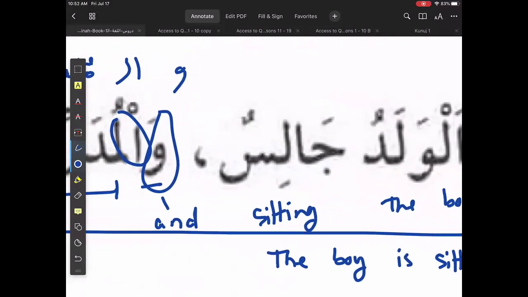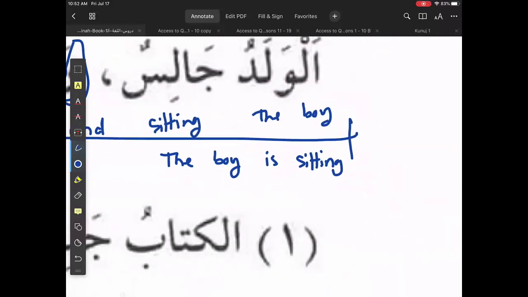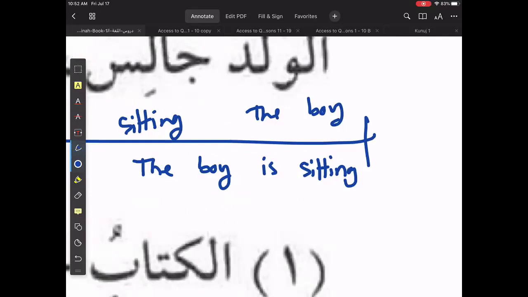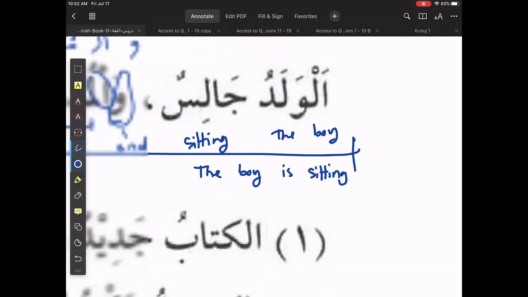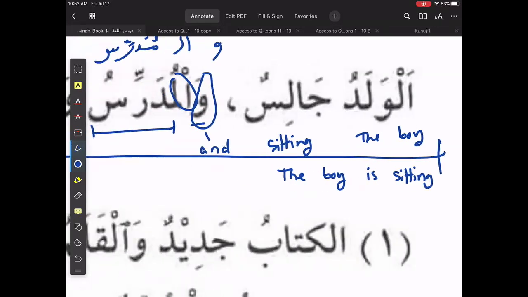So you see, if we say tanwin is "a" or "an", then why am I not writing "the boy is a sitting"? If I convince you that tanwin is "a", then you have to write it. But then I'm giving you wrong English grammar, right? In an adjective in English we don't write "a" or "an", right? And also in plural indefinite nouns we don't write "a" or "an". Very good point. Okay, the next one is what?